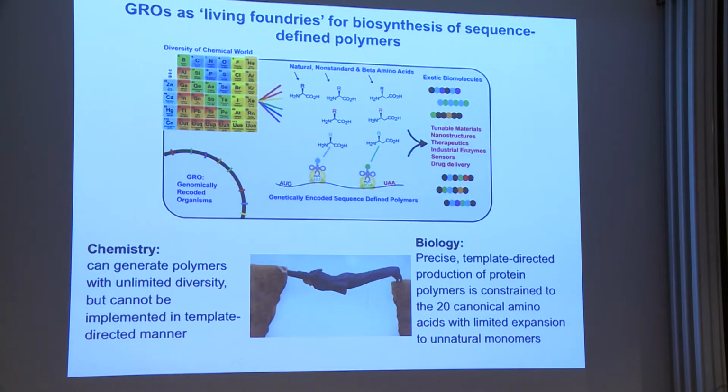What we're excited about is using recoded organisms as living foundries for producing sequence-defined polymers that can't be made in natural biological systems, which are largely limited by the 20 canonical amino acids, but are powerful in that they're very precise and can produce polymers that are template-directed, especially the ribosome. In contrast, with chemistry you can produce lots of polymers with unlimited diversity, but they can't be made in a template-directed manner. So what we want to do, in the context of recoded organisms, is leverage the powers of both of these fields and start to produce entirely new classes of polymers in a template-directed manner for various applications.